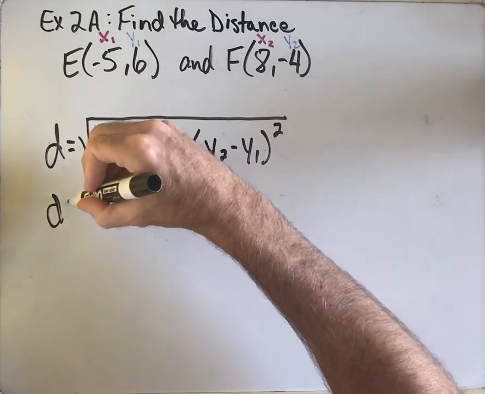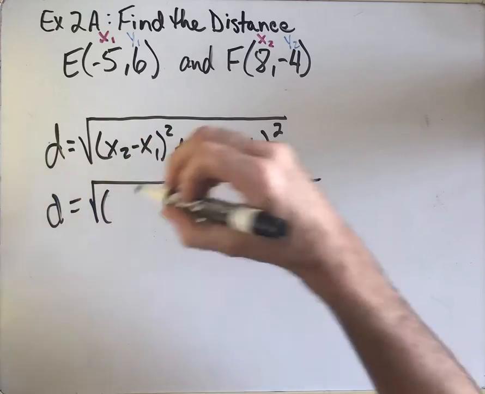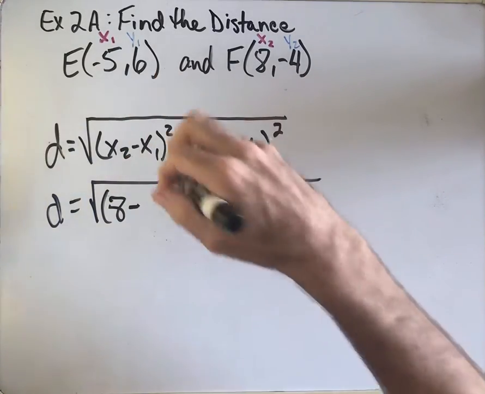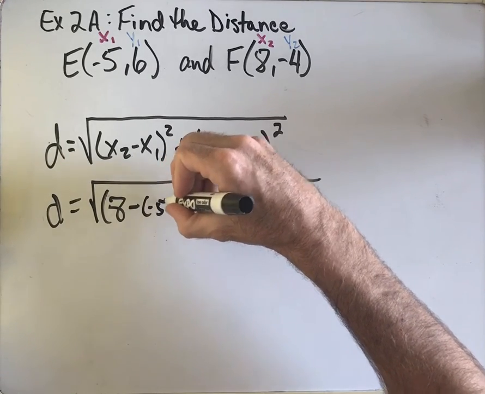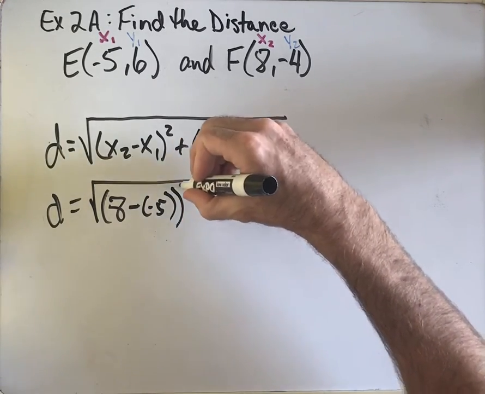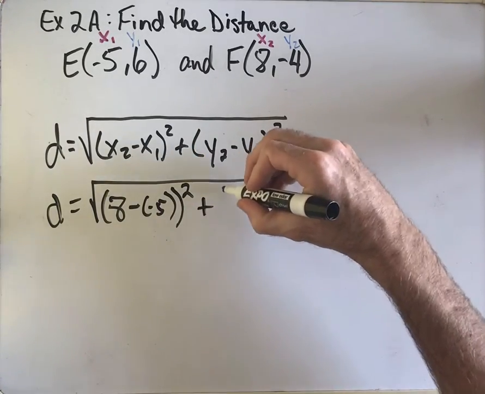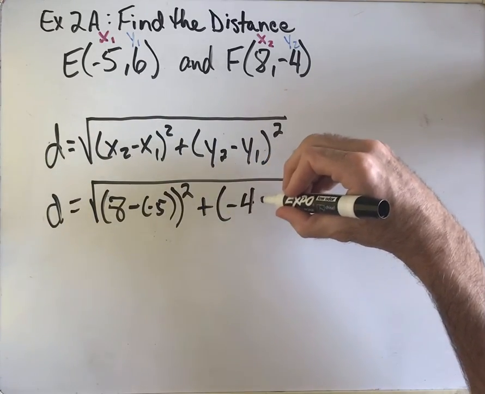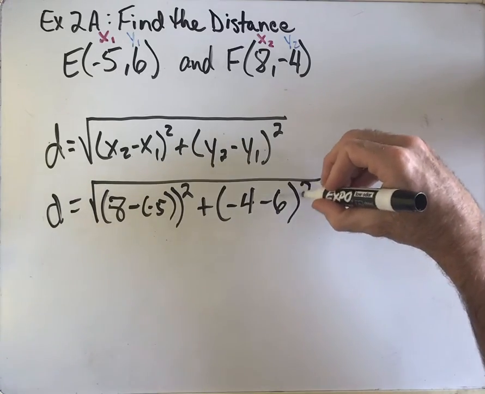Okay, so d equals the square root. I have really big square roots. x2 is 8 minus x1, right? This is minus a minus here. Okay, be very careful. Minus a minus, and so that's going to turn into a plus, squared. Okay, plus y2, which is -4, minus 6, quantity squared.